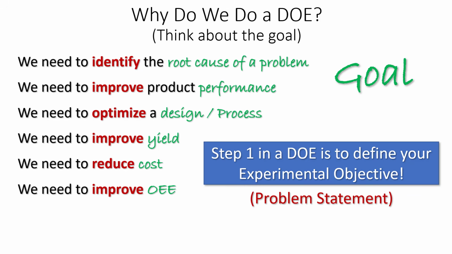That discussion, that experimental objective, will drive a lot of the decisions that we make as we're moving through the process. What factors do we study? What factors do we block out? What output do we want to measure? What type of design do we want to use?